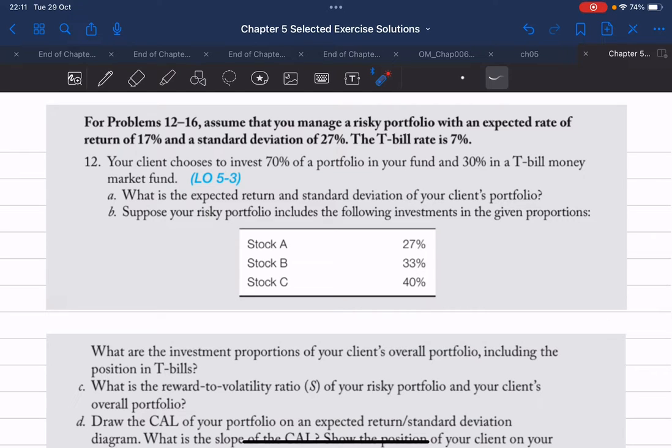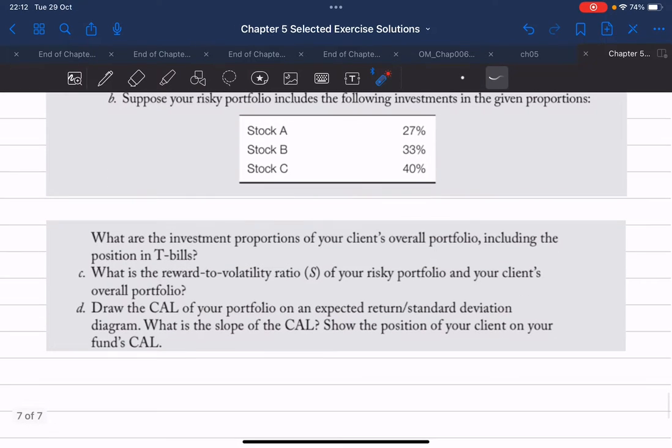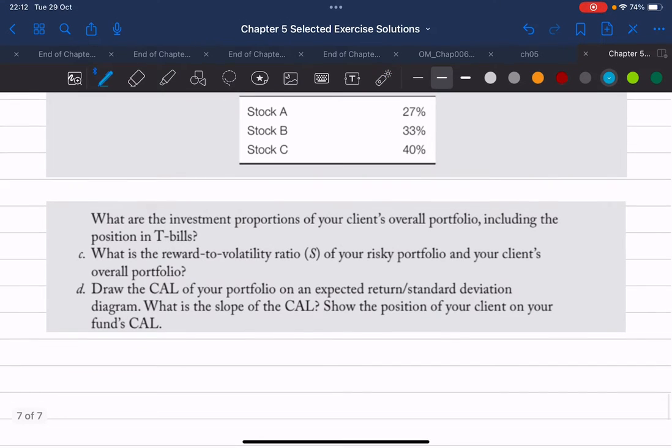To answer this particular exercise, the question says your client chooses to invest 70% of a portfolio in your fund and 30% in a treasury bill money market fund. A, what is the expected return and standard deviation of your client's portfolio? Now, we've covered a similar requirement in the previous exercises, so let's get that done first out of the way.